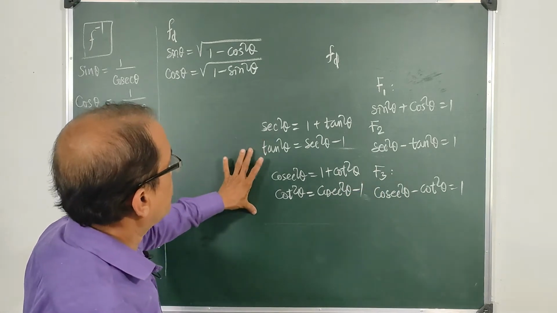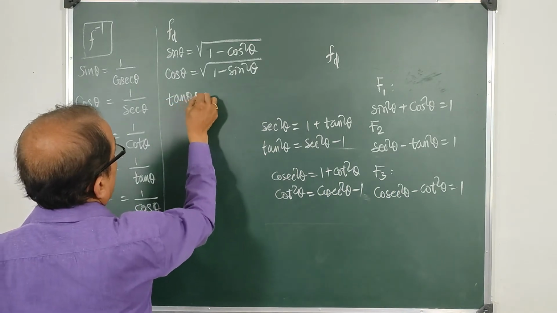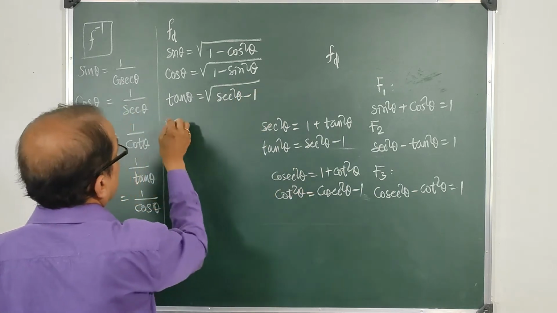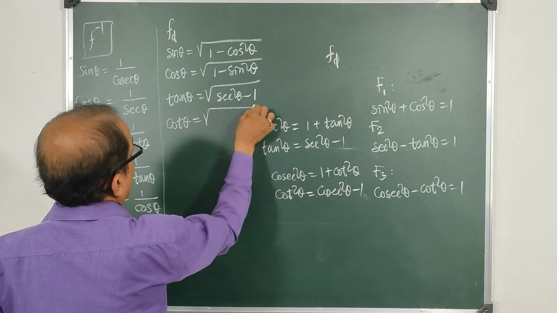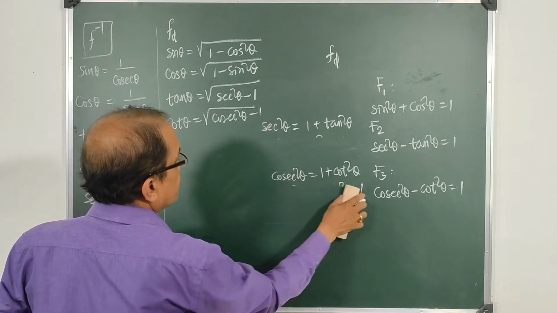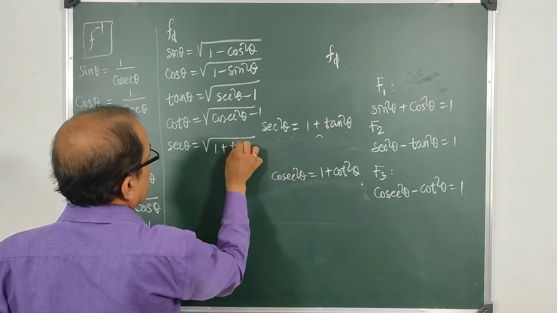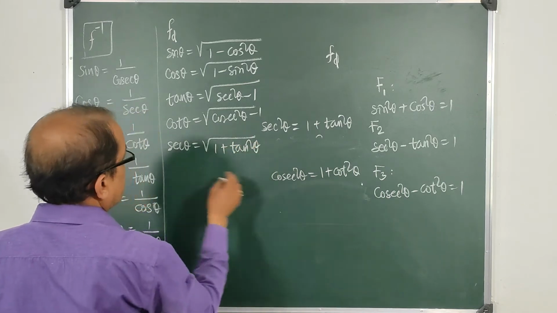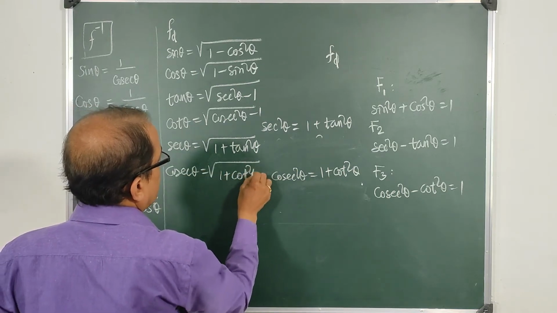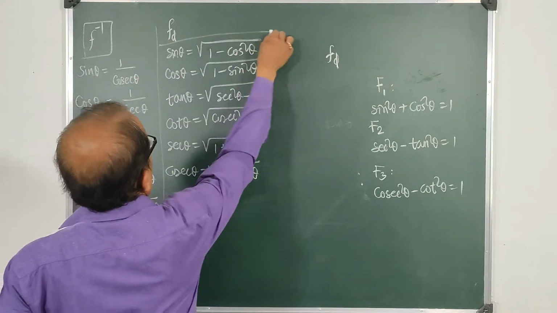So if we square root these expressions, what do we get? We get the value of tan theta as root over sec square theta minus 1, and from this we get the value of cot theta is equal to root over cosec square theta minus 1, and from this we get sec theta is equal to root over 1 plus tan square theta, and from this we get cosec theta is equal to root over 1 plus cot square theta, and we are again getting new 6 rules, the derived formulae.